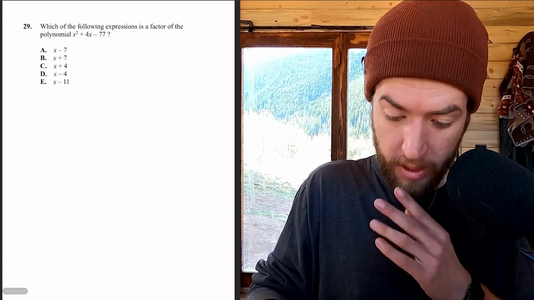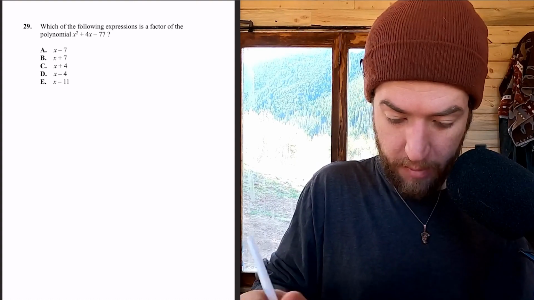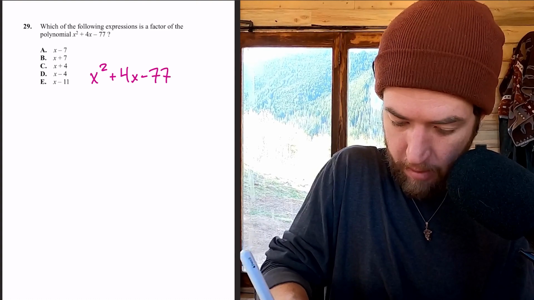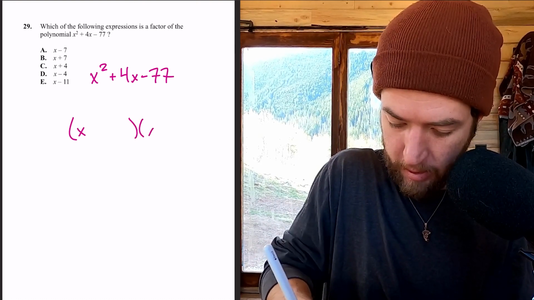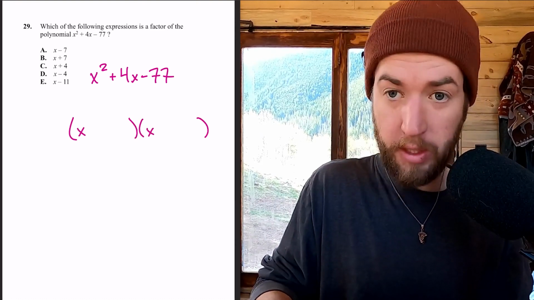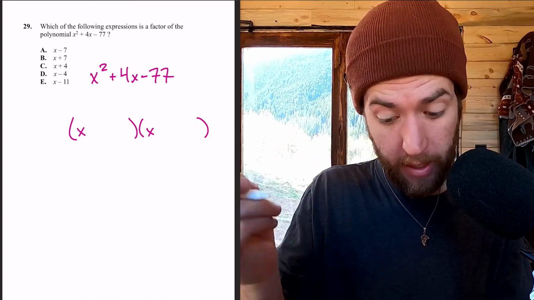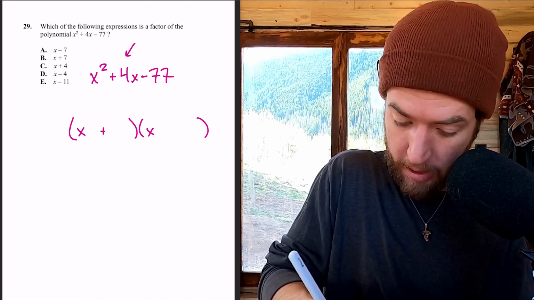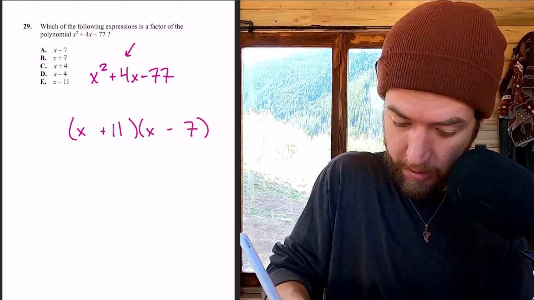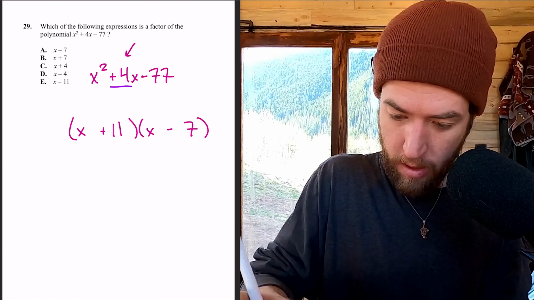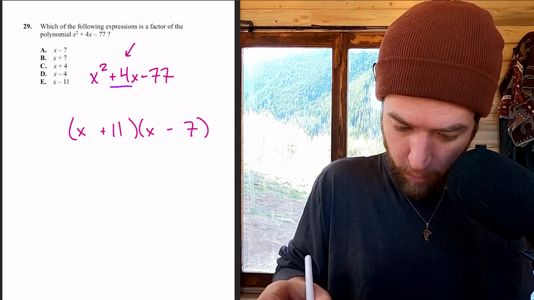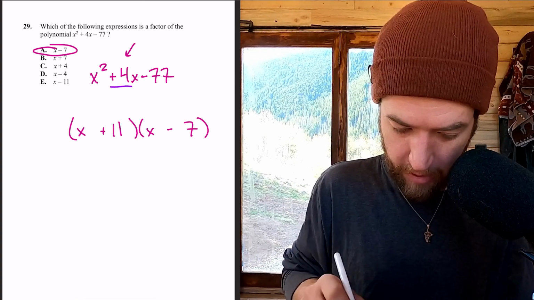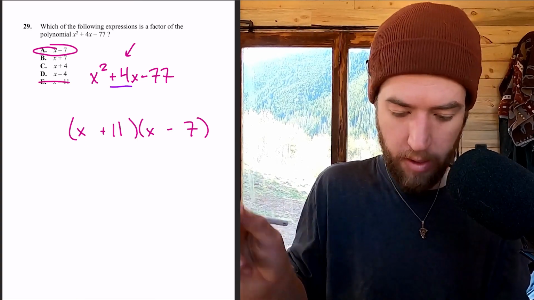Which of the following expressions is a factor of this polynomial, x squared plus 4x minus 77? Well, I'm just going to write it out like this, how I like to, and think of two numbers that multiply to 77. How about 7 and 11? And that's great because those numbers can add to make 4. So we're going to go positive 11 and negative 7 because we have a positive 4 in the middle. And therefore, that is a factor. It looks like x plus 11 is not included, so A is our answer.